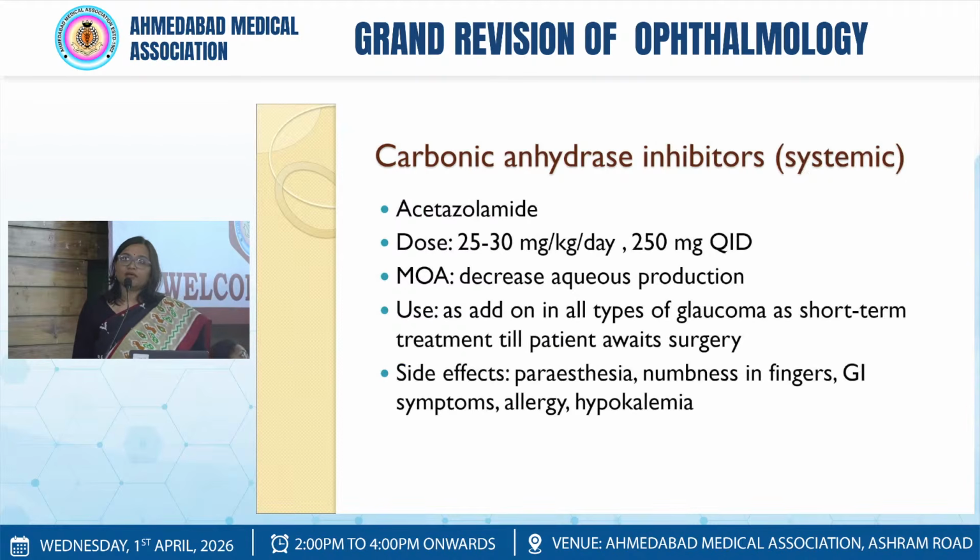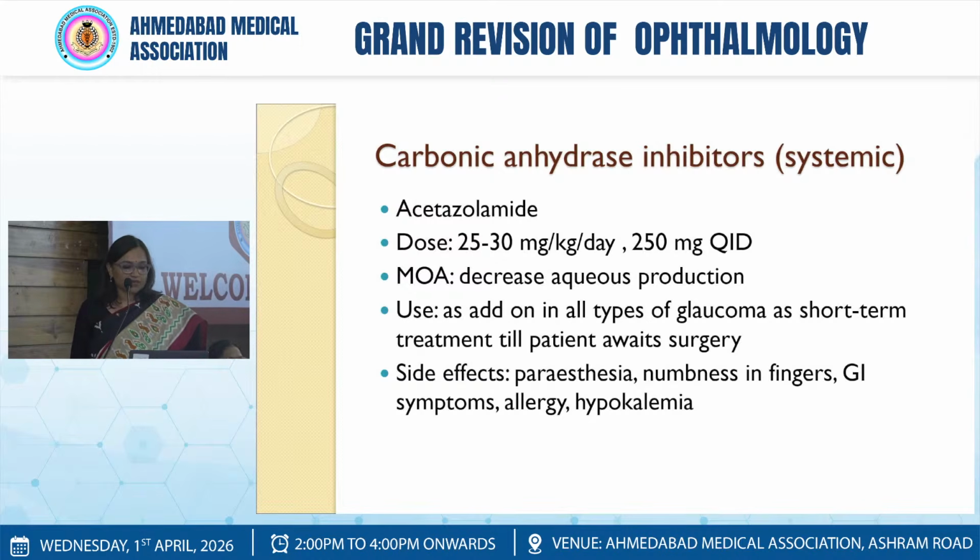The second is a systemic carbonic anhydrase inhibitor, which is acetazolamide. In adults, we usually give 250 milligram tablets 4 times a day, or if it is an extended release, it can also be given as a twice a day dose. The dose usually is 25 to 30 mg per kg per day.